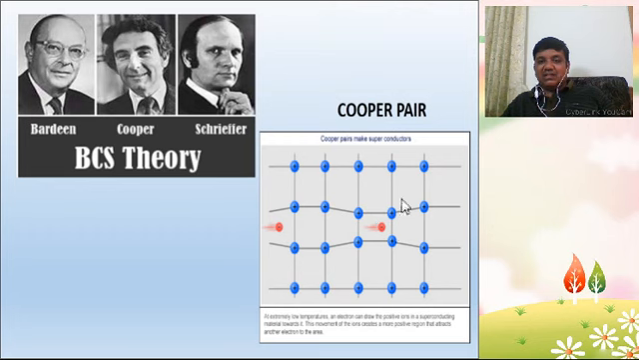So they proposed this theory, particularly for the superconducting phenomena exhibited at low temperatures, that is below 10 Kelvin. There are high temperature superconductors, but they don't have any convincing theory to explain them, like BCS theory for low temperature superconductivity.